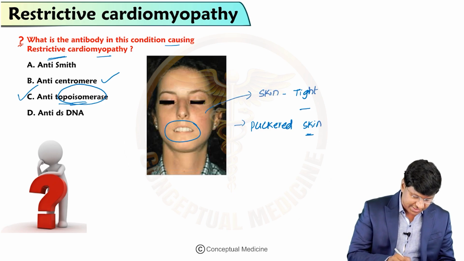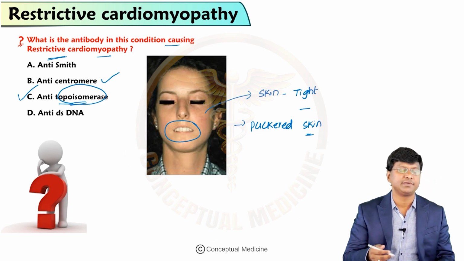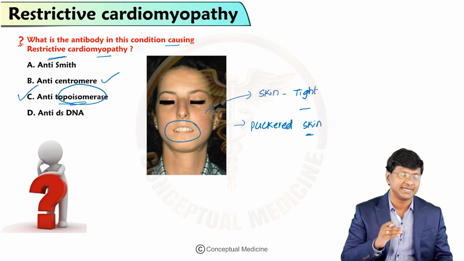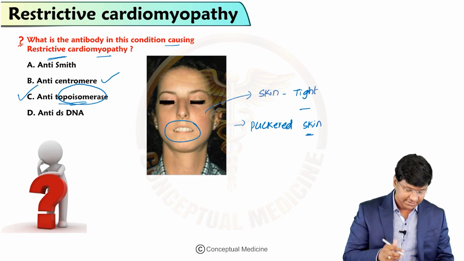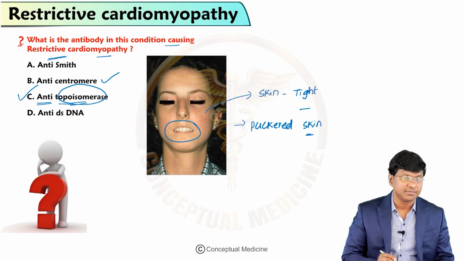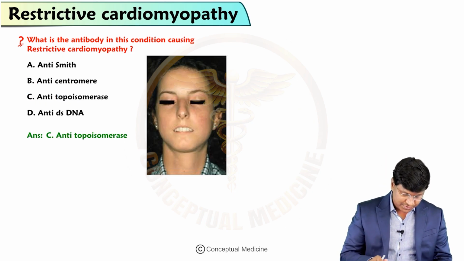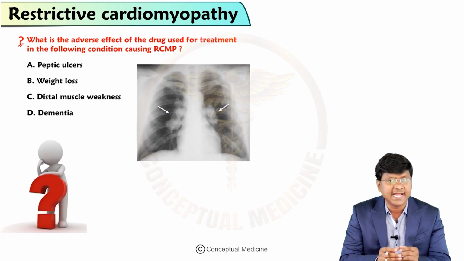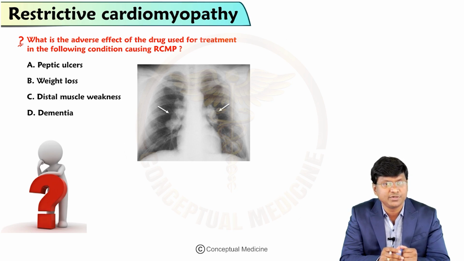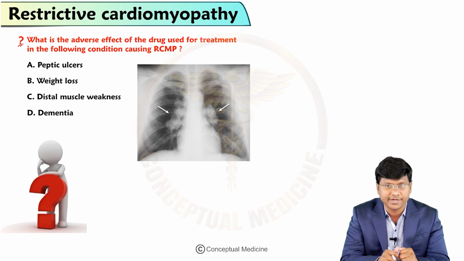But the question is saying that there is presence of restrictive cardiomyopathy. That means there is visceral organ involvement, which is seen in diffuse scleroderma, and in diffuse scleroderma, the antibody is anti-topoisomerase. Now, you see the next question. What is the adverse effect of the drug used for the treatment of the following condition causing the restrictive cardiomyopathy?